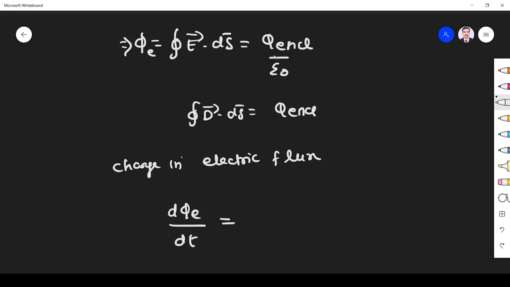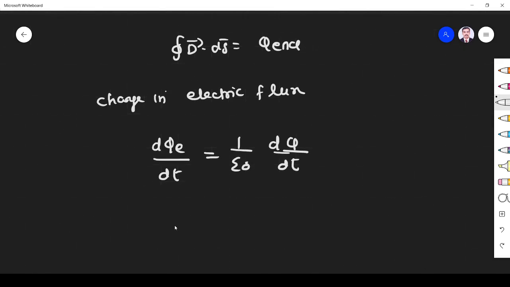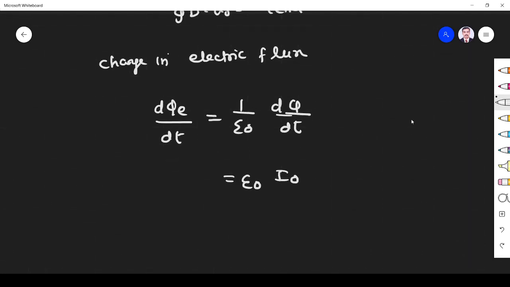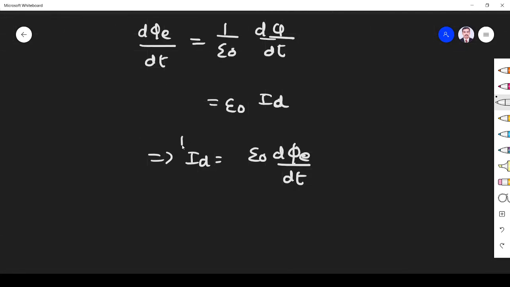Differentiate the right hand side. 1 by epsilon naught is constant. dQ by dt, right? What is dQ by dt? dQ by dt is nothing but current I. That current is called displacement current. If you see, I_d is equal to epsilon naught d phi E by dt. This is the question we asked during the introduction of this class.